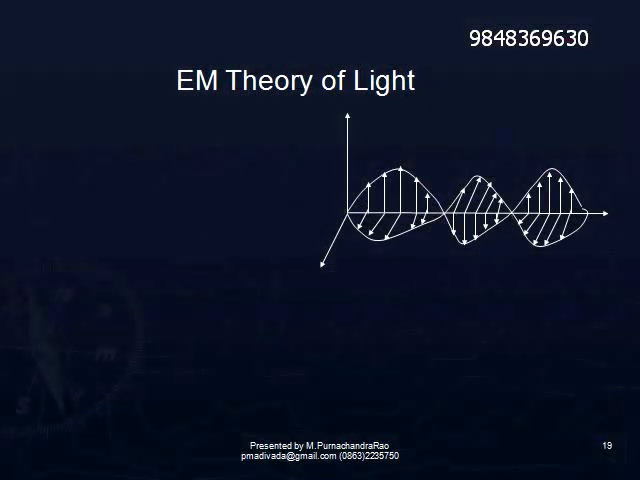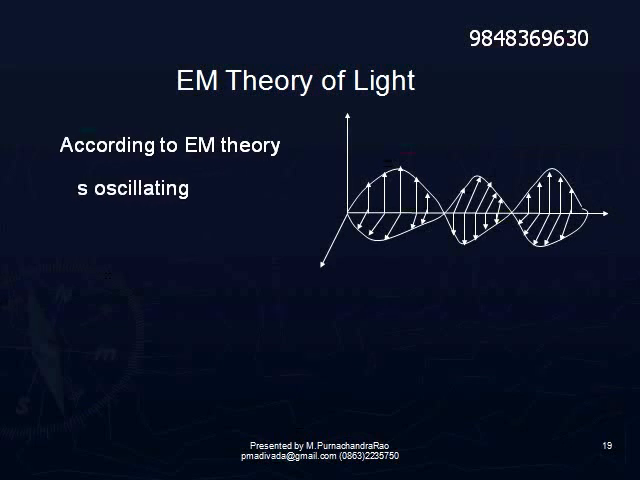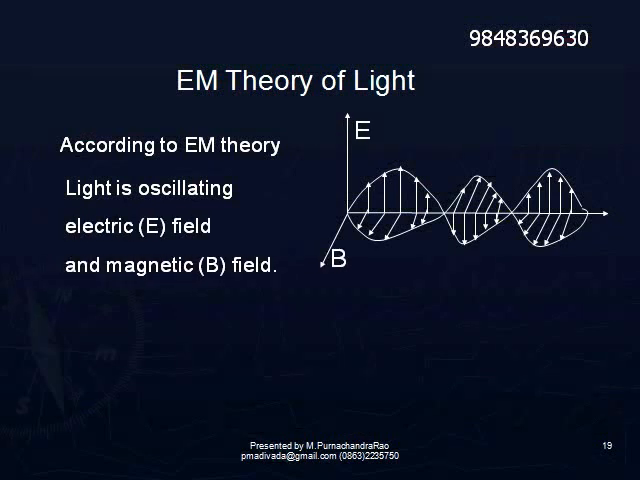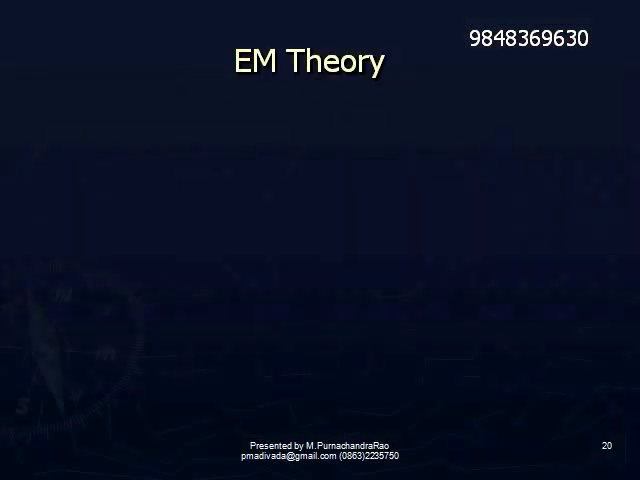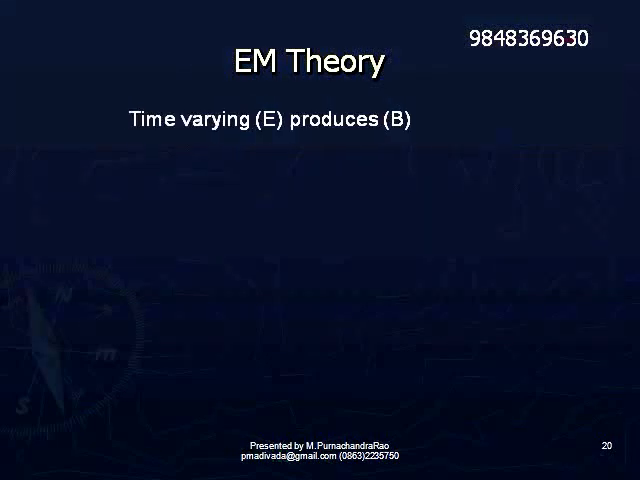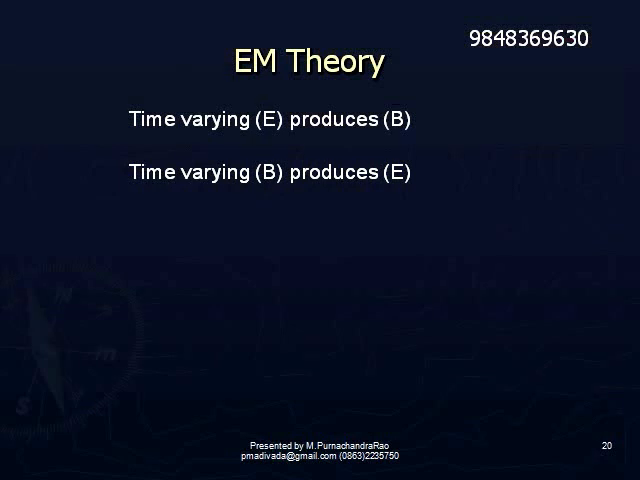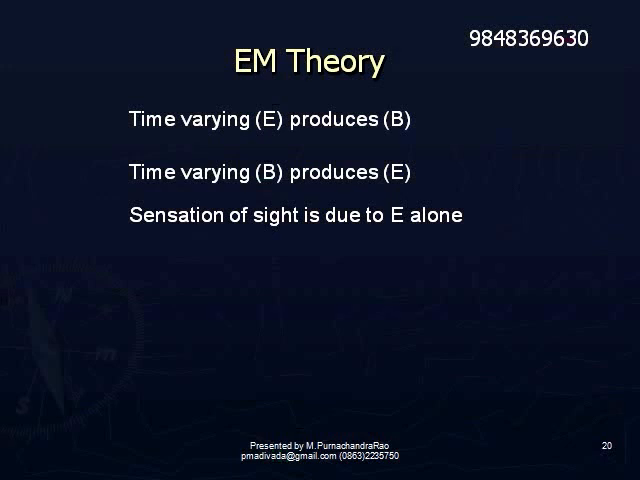Just now we have seen that the light ray consists of an oscillating electric field and an oscillating magnetic field. According to electromagnetic theory, light is composed of oscillating electric field and oscillating magnetic field. Oscillating means time varying. The time varying electric field produces a magnetic field. The time varying magnetic field produces an electric field. So, while oscillating, one field produces the other. Like this, the wave will be propagated continuously.